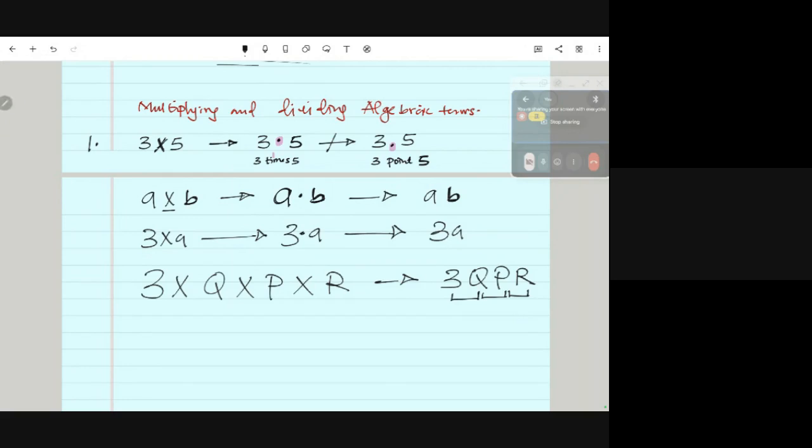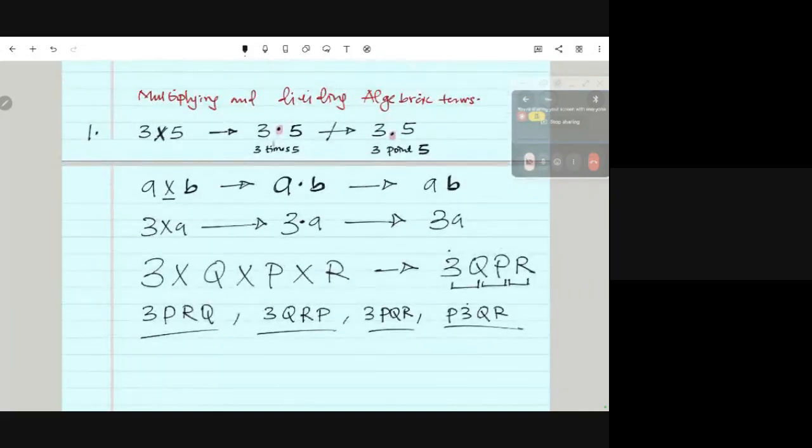Because this 3 times Q times P times R, you can decide to start with anything. You can decide to say, I have 3PRQ, or 3QRP, or 3PQR, or even P3QR. It could have been any of these, because it's still the same thing. The 3 we have here is the 3 here. The P we have here is the P here. The Q we have here is the Q here. And the R we have here is the R here. So it could have been anything.